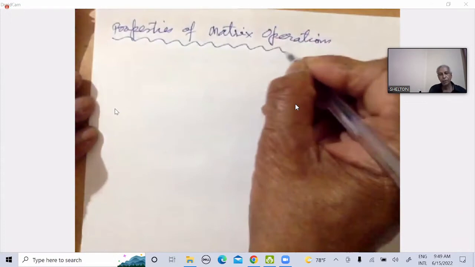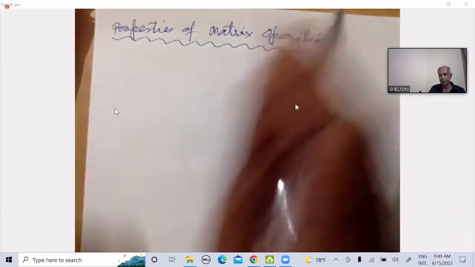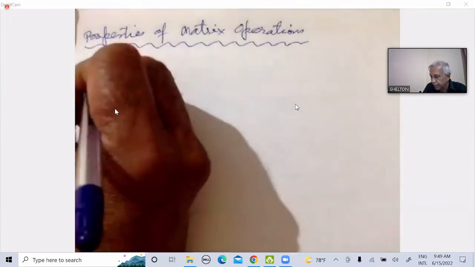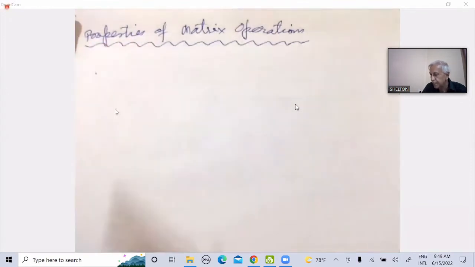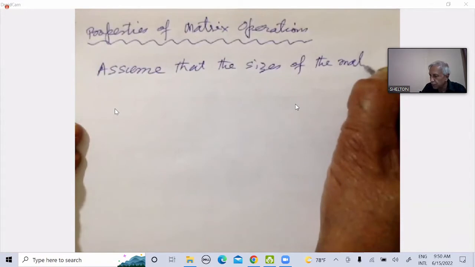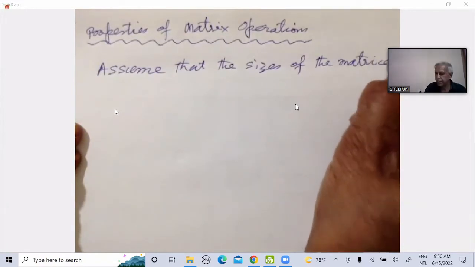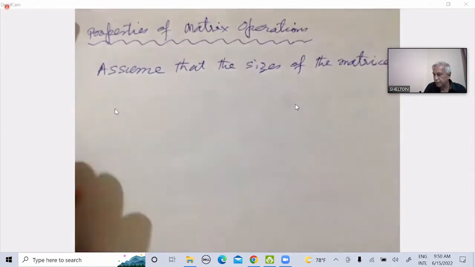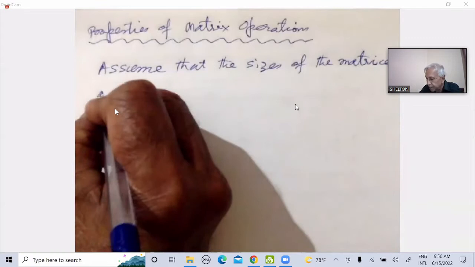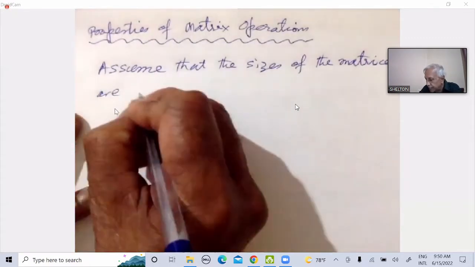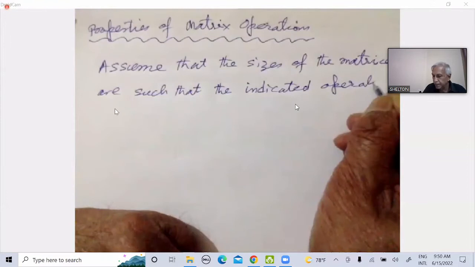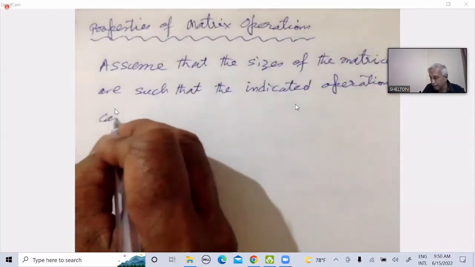First property. Assume that the sizes of the matrices, plural of matrix, are such that the indicated operations can be performed, can be done.